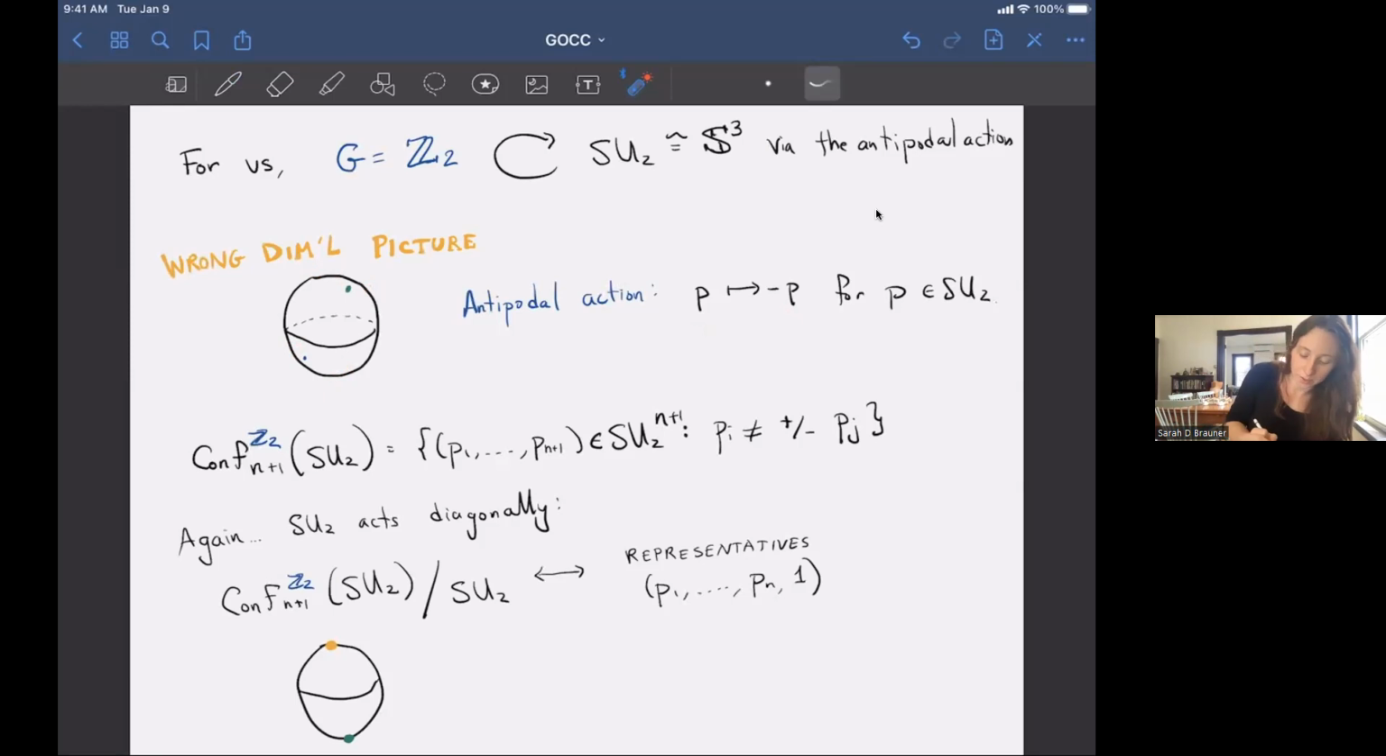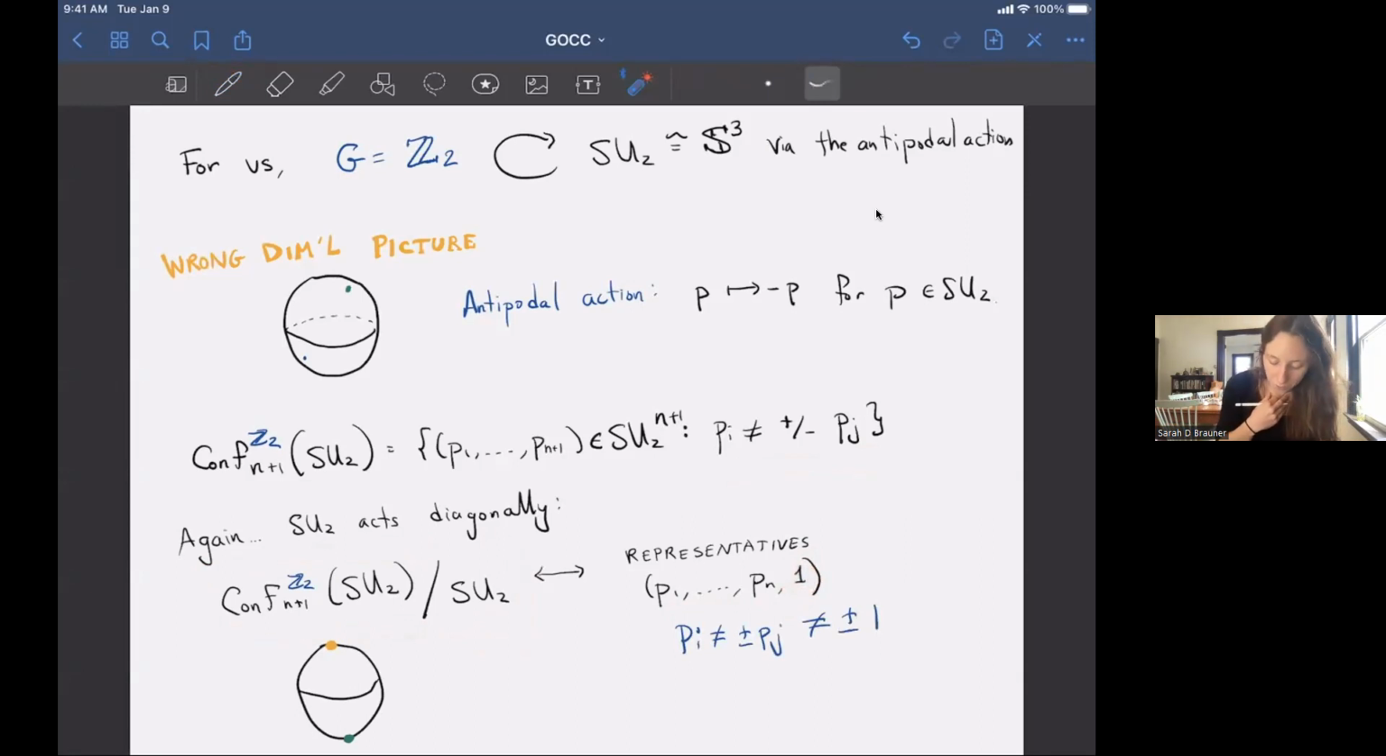Okay, and so when I form the Z2 orbit configuration space here, I take points P1 through Pn plus 1 in SU2, but now I require that Pi is not equal to plus or minus Pj. So this minus is really where the orbit configuration space comes into play. Again, SU2 is going to act diagonally on this space. I can form this quotient space, and I can think about typical points in my space as the set of points P1 through Pn, where Pi is not equal to plus or minus Pj, like this condition here, but I also have to say also not equal to plus or minus 1, because this point is 1.